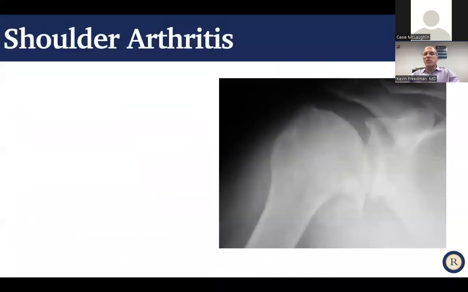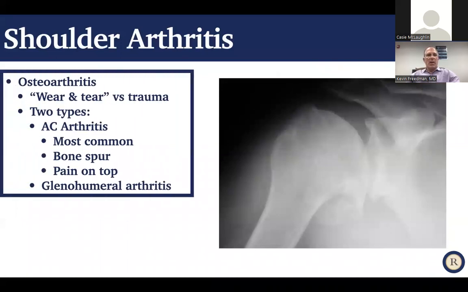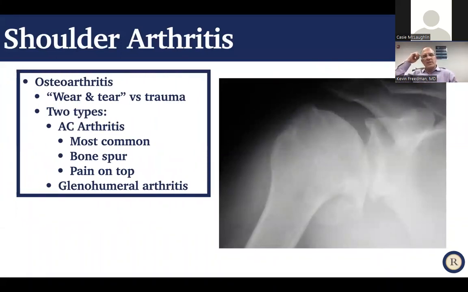Then there's finally shoulder arthritis. So osteoarthritis, just like any joint, can occur in the shoulder. This can be from just quote unquote wear and tear or use over time or trauma. There's really two types of arthritis I see in the shoulder most commonly. There's AC joint arthritis, which is on top, can cause a bone spur or prominence on the top of the shoulder and causes pain in that area. And then there's what we call glenohumeral arthritis, which is the actual shoulder joint itself.